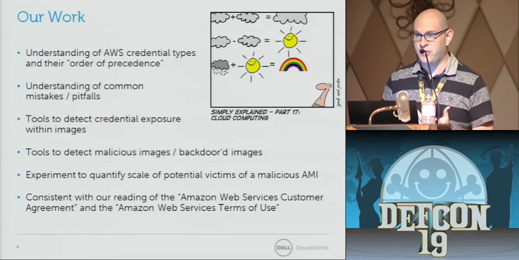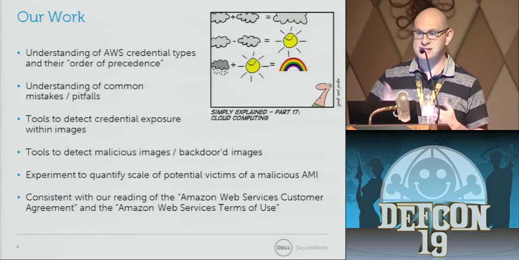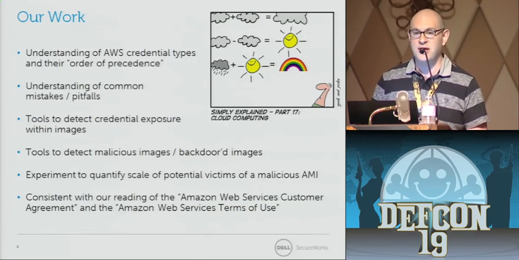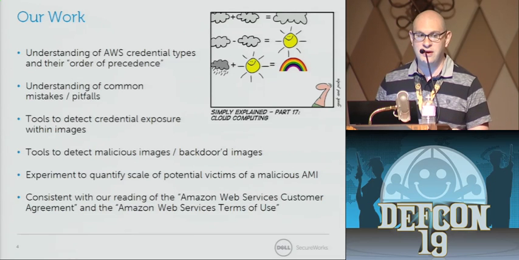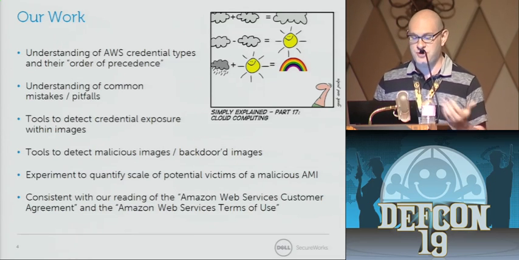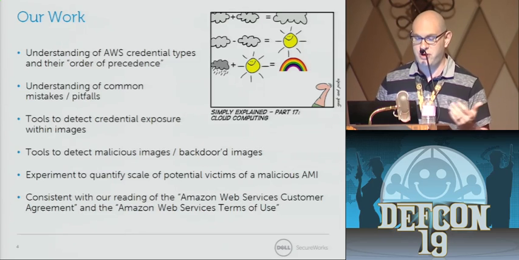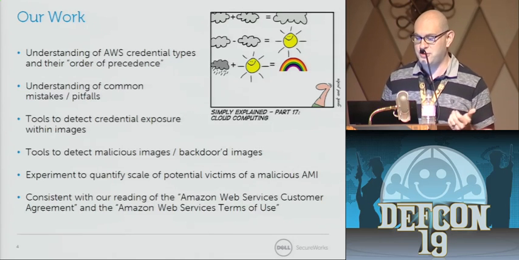Also, we performed an experiment to better quantify the scale of potential victims. If you were to release a malicious machine image, and we'll define some of these terms, so I apologize if this is some terminology up front, but if you were to release a malicious virtual machine image and publish it in Amazon's cloud, we did an experiment to get a sense of how many victims you could count on receiving, and how many of those victims you might actually be able to take control of their virtual machine. And also throughout this work, we maintained our work was consistent with our reading of Amazon Web Services customer agreement and their terms of service that are published on their website.